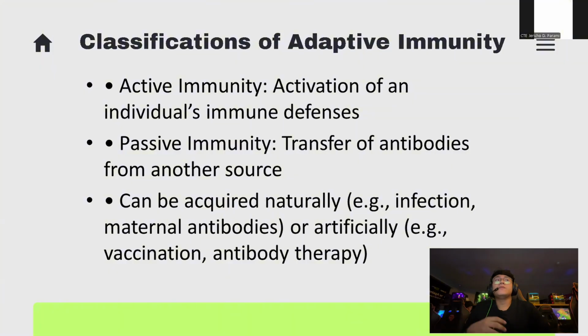The active immunity is when our own immune system is stimulated to produce a response. In active immunity, it can be natural and artificial. Natural active immunity develops after natural exposure to a pathogen, such as recovering from chickenpox. Once we have had chickenpox, we will not get it again. So if you haven't had chickenpox yet, you really worry that you might get it. So that's natural active immunity.